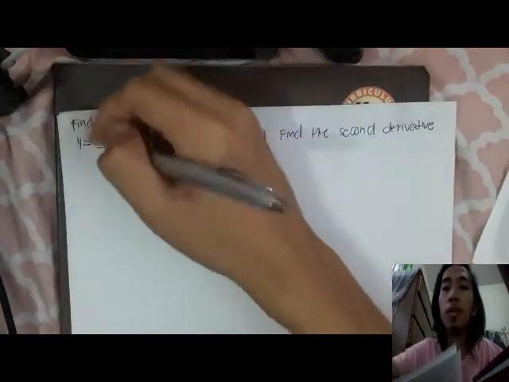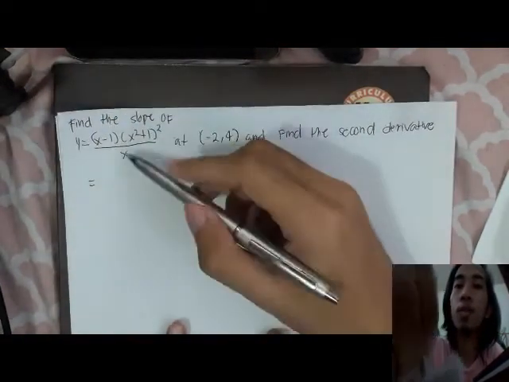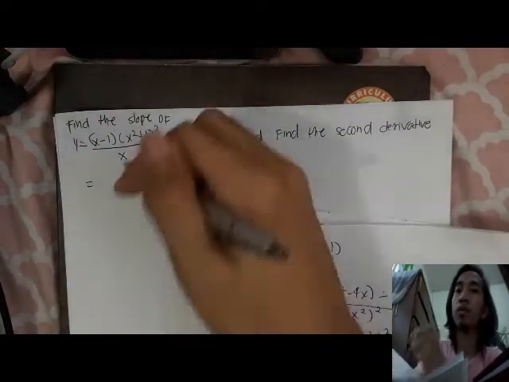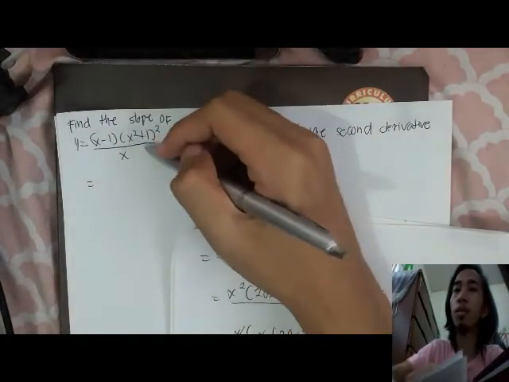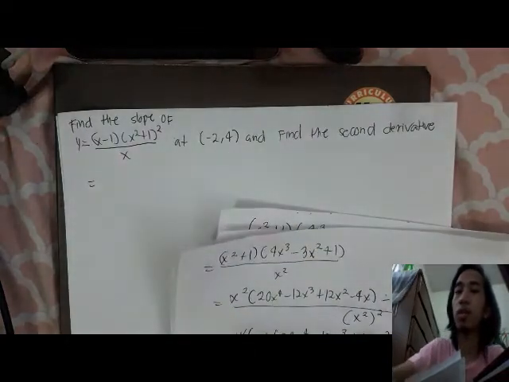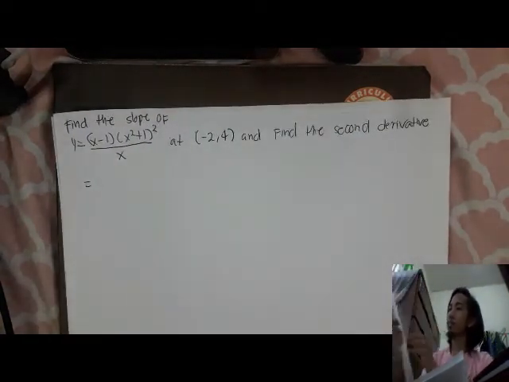So, kunin muna natin, i-derive natin ang function na ito, which is mag-apply tayo ng quotient rule. Ang unang gawin natin is kunin muna natin ang value or derivative ng bawat f and g, which is ang f ang numerator and g ang denominator. So, solve it.